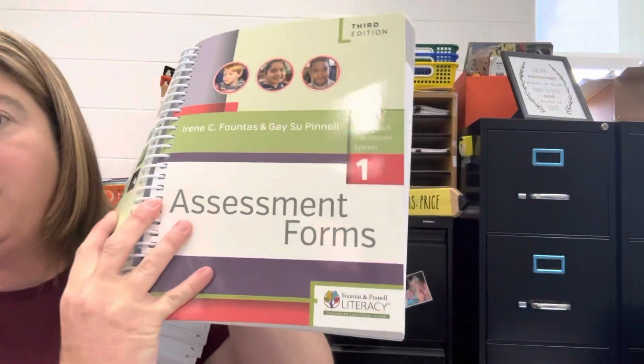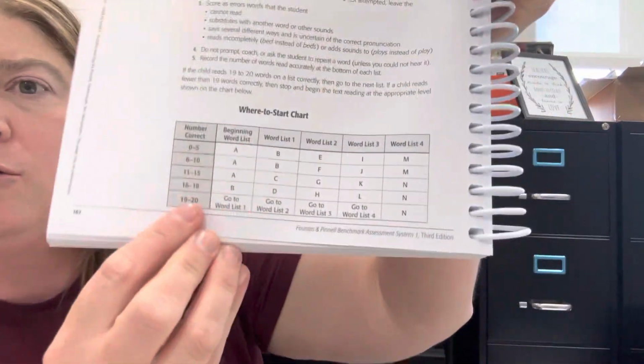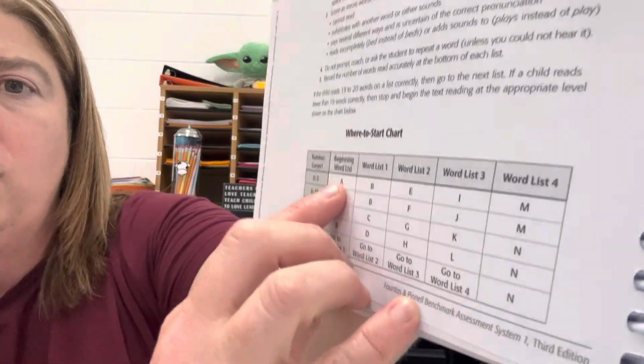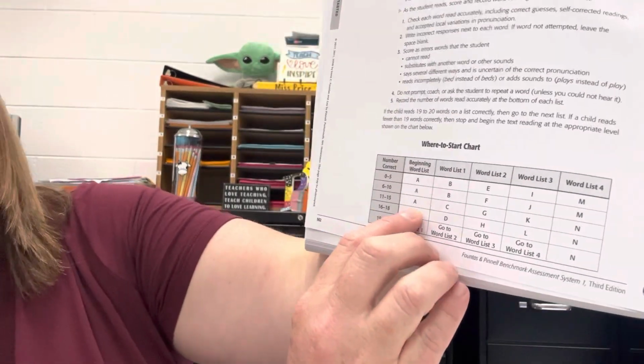And that chart, or you could just have the chart handy. You don't have to put the chart on there, is on page 162 of the assessment form. So page 162, and you have that chart. So if you have someone say on the beginner list, they got 15 words, you just look at the beginner list, you find the 15 words, you're going to start them on the level A.